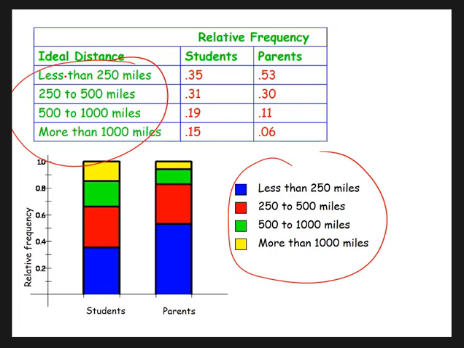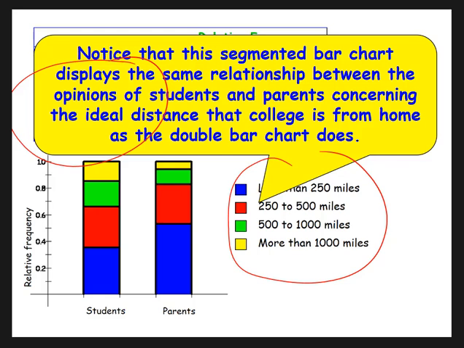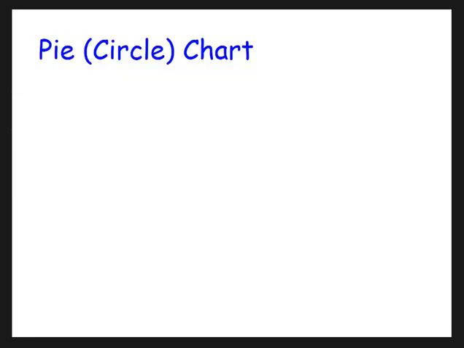So what this is showing is the total, all of the students and how it's broken down within the students, and all of the parents and how it's broken down within the parents. So it displays the same relationship, just in a little bit different manner. We're relating each of them back to their own population instead of comparing each category between students and parents.